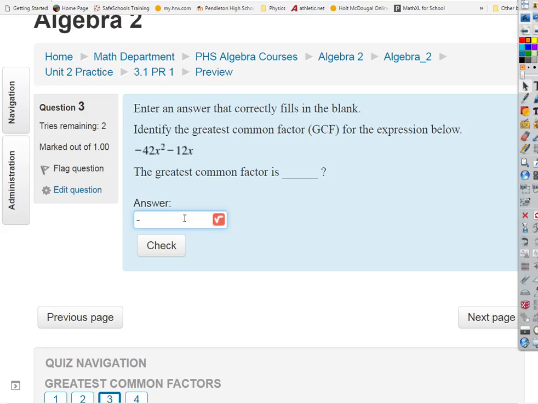Lacey, what's the biggest number that divides into 42 and 12? It's 6, you're right. And then Bailey, what's the biggest power of x that I could undistribute? Yeah, just x. That's it. Okay, negative 6x is the answer.